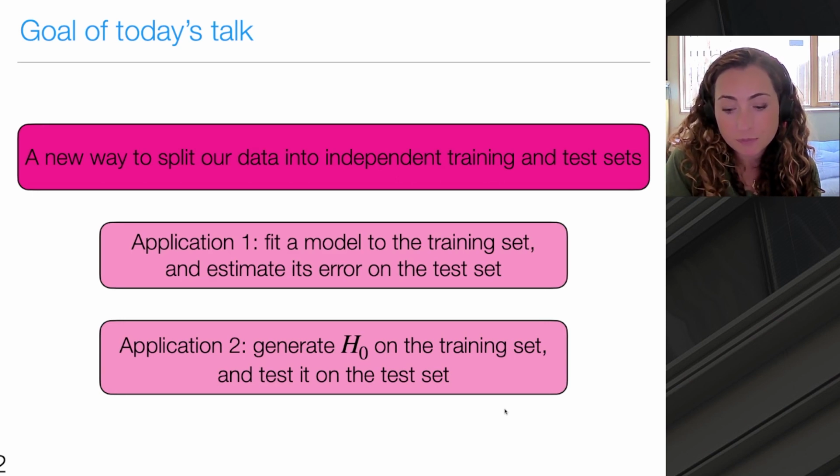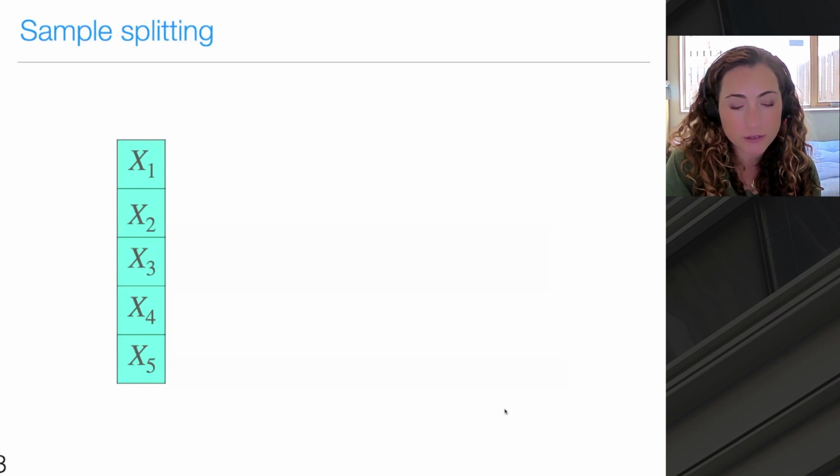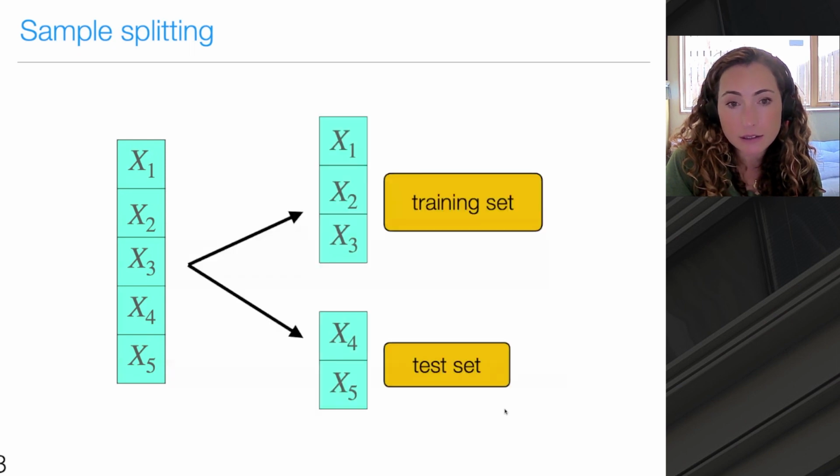So these are just two canonical examples of applied settings in which it's very useful to have an independent training and test set. Of course, there's a strategy for generating independent training and test sets that's been around for a very long time that we're all very familiar with, which is sample splitting. The idea behind sample splitting is we have 5 observations, let's say, in the schematic, and we just split them into 2 parts: a training set, which in this case contains x1, x2, x3, and a test set, which contains x4 and x5.